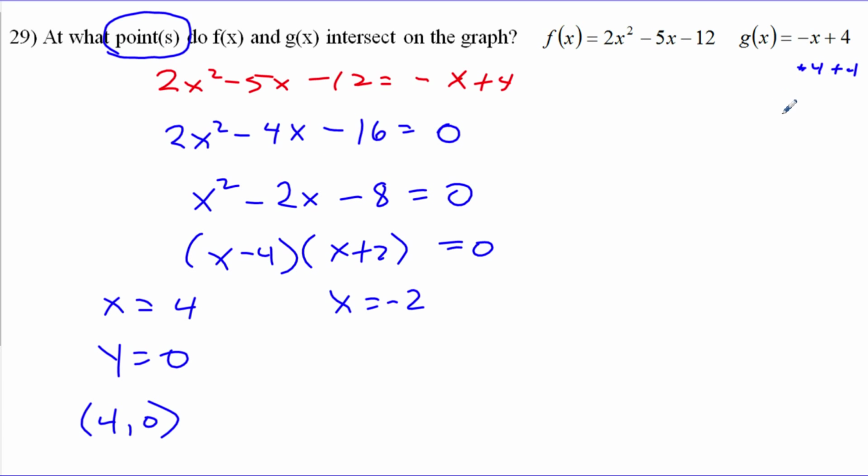And when I plug in a negative 2, I get negative 2 plus 4. Well, that's 2. So when I plug in a negative 2, I get back a 2. And so I'm going to say the other point where they intersect is at (negative 2, 2).